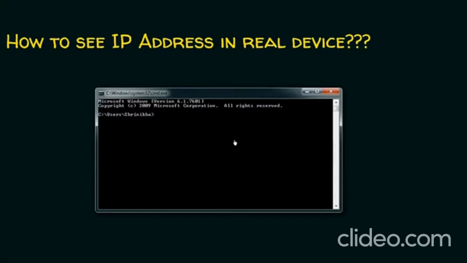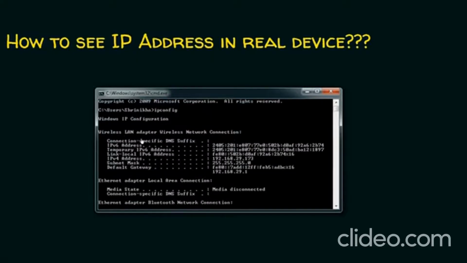Here, I am intended to find the IP address of this computer. To know the IP address of this computer, I have to give the command ipconfig. When I give ipconfig in the command prompt, it gives the IP address of this computer.